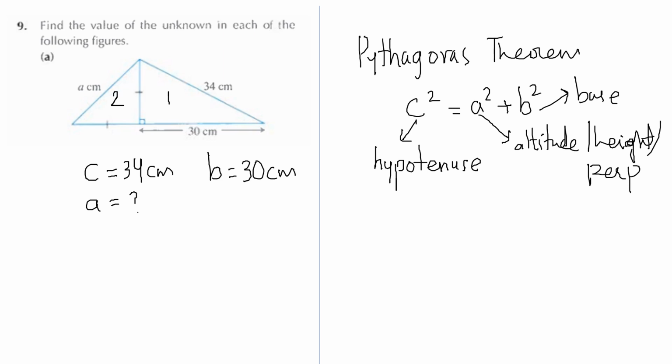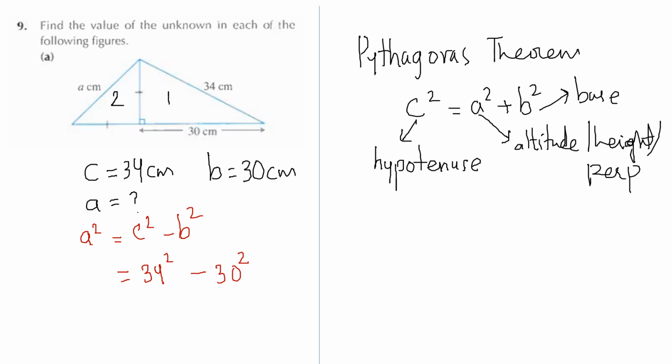Here, while finding A, I will take B squared to the left side, so it will look like A squared is equal to C squared minus B squared. I can write it as A squared is equal to C squared minus B squared. Now here I have C squared as 34 squared minus B, which is 30 squared.